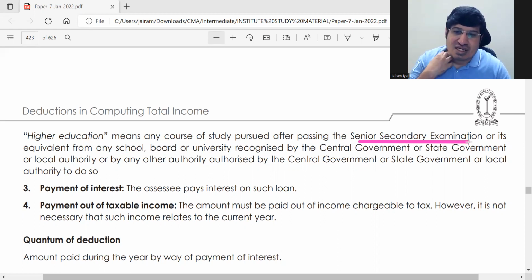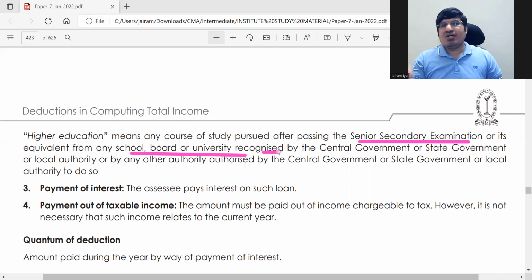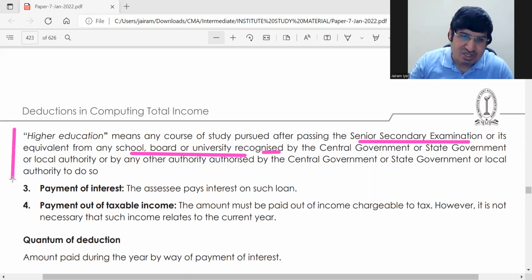That is the senior secondary examination, not SSC. SSC is 10th. Senior secondary examination is 12th. So any qualification you are pursuing after 12th is higher education. Just remember that wherever you study, whether board, university or school, it should be recognized by the Central Government, State Government, local authority, or any authority empowered by them to recognize. That's it, otherwise it isn't higher education.